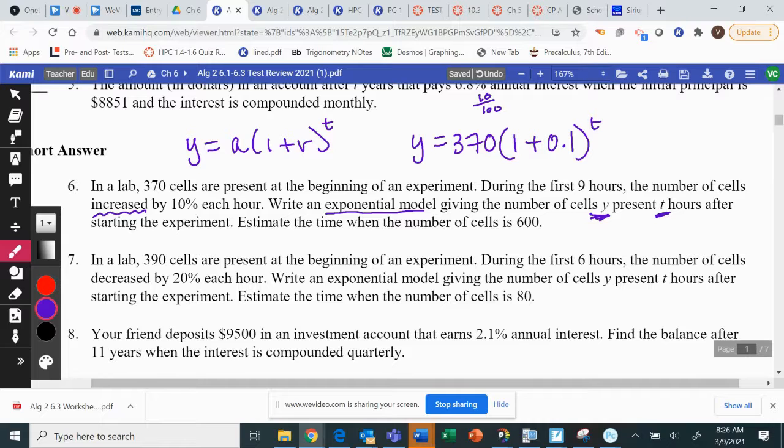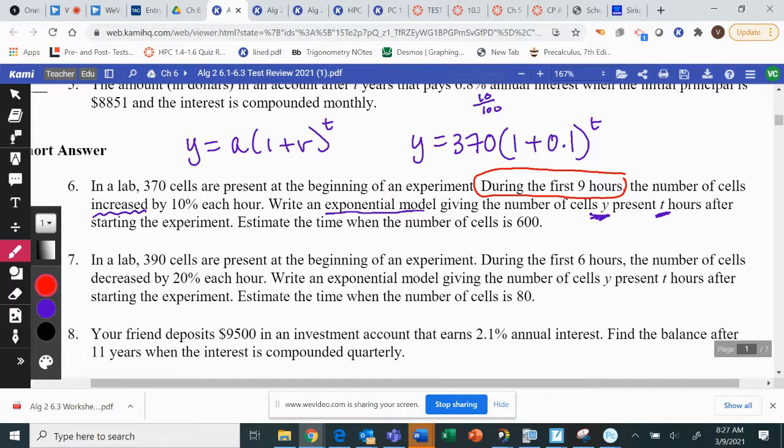Now, the reason why I'm going over this one, because every single year people feel like they have to plug in 9 somewhere. And I want you to know during the first 9 hours, this is what was seen. What's the word? I can't think of my vocab word. During the first 9 hours, they observed. That's the word I'm thinking of. They observed that it increased by 10% each hour.